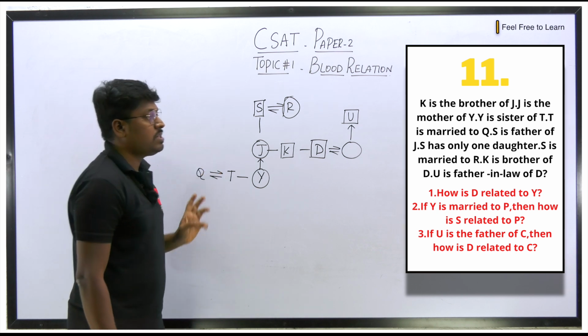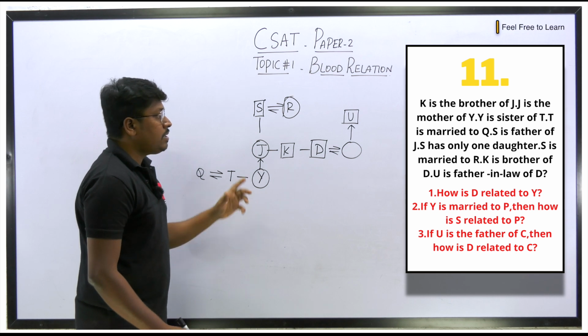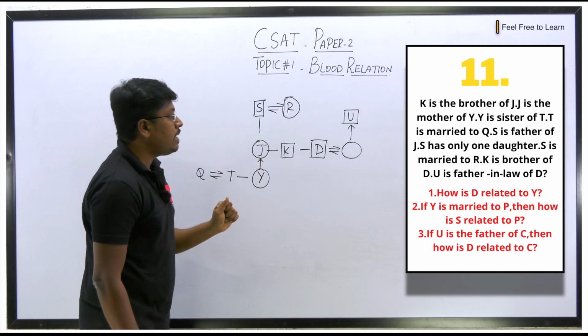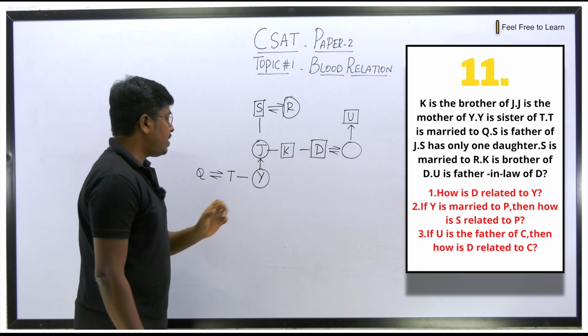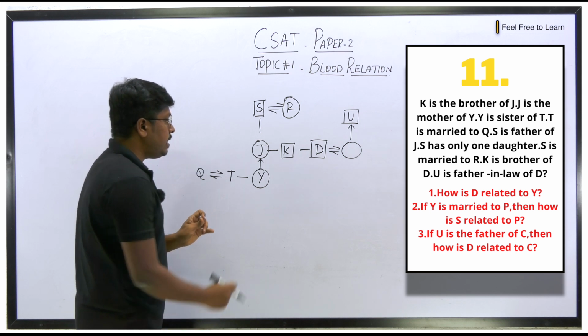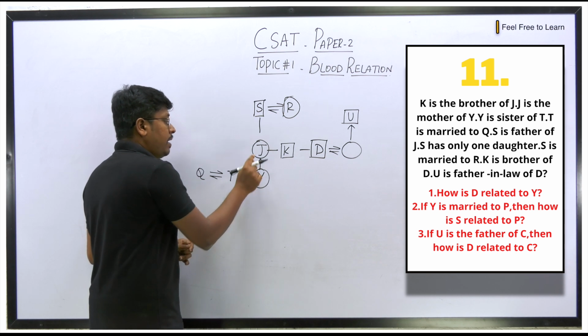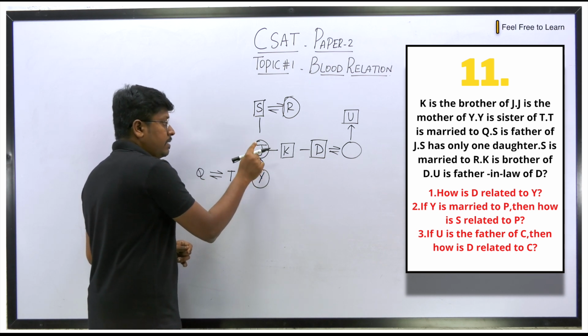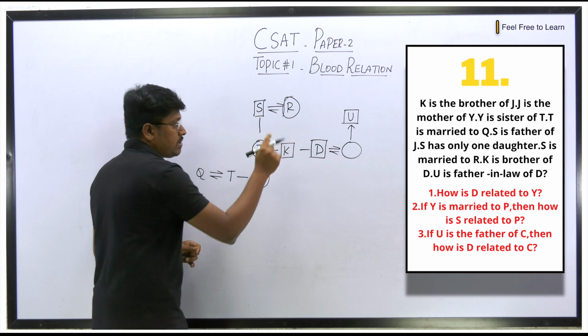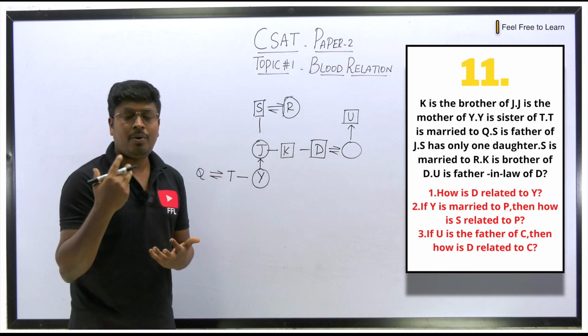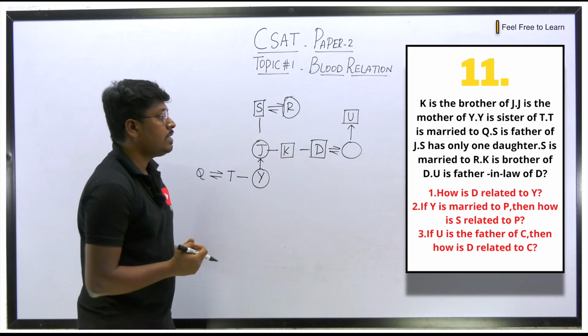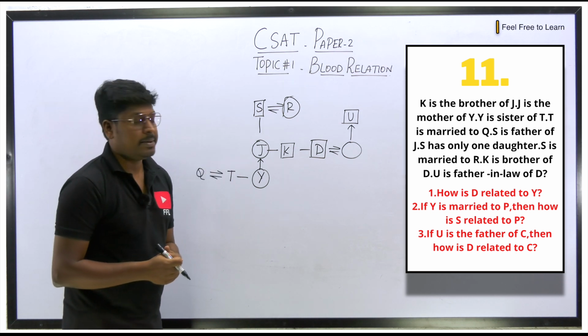Okay, let me move on to the questions now. It's one of the important questions. First, how is D related to Y? From Y, our target is to find what is the relation of D. From Y, J will be the mother, right? Mother's brother is D. Mother's brother should be called an uncle. So we can say that the answer for the first question is uncle.